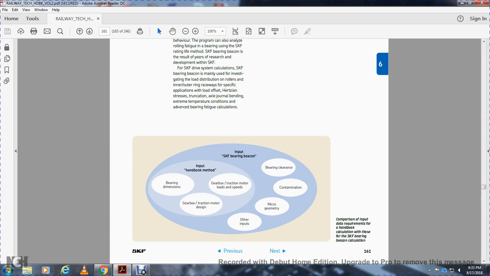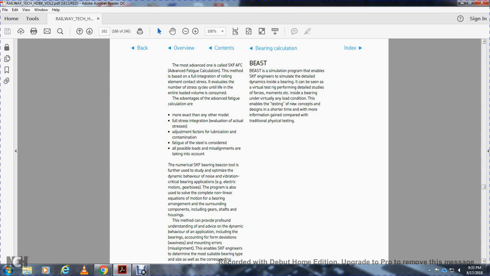The input shows the handbook method for the bearing dimension of the gearbox with the traction motor and design, in the bigger circle of the SKF Bearing Beacon: bearing clearance, contamination, microgeometry, and other inputs, with comparison of the data requirements for the SKF Bearing Beacon calculation.